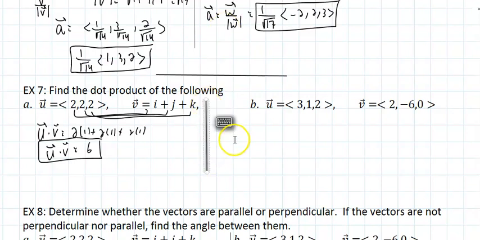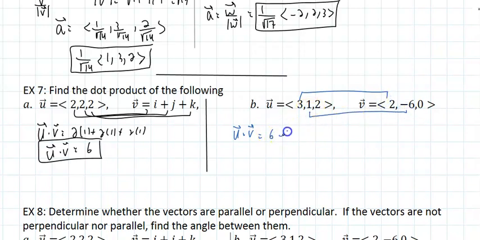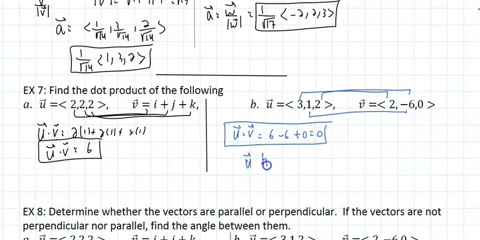And if I want to find u dot v on b, that would be 3 times 2, which is 6, plus 1 times negative 6, plus 2 times 0, which is 0. And that tells us that those two vectors are perpendicular. We know that u is orthogonal to v. The same properties hold for 3D that held for 2D.